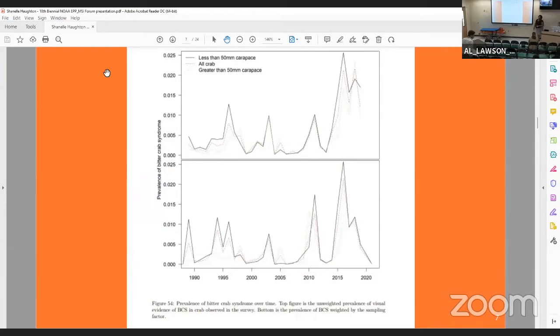This here is a figure from the 2021 Eastern Bering Sea snow crab stock assessment that shows prevalence of bitter crab syndrome, or Hematodinium, since it was first discovered in the late 1980s. We see several spikes over the last decade, with the biggest increase in bitter crab syndrome prevalence being the spike in 2015, and since then, Hematodinium prevalence has remained above 50% in the Eastern Bering Sea.